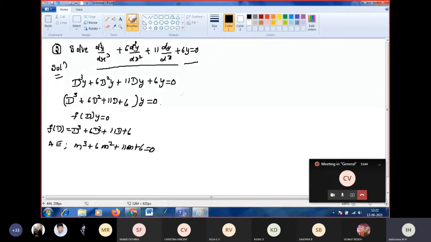Next we have to find the roots. Is it possible to factorize by taking common and all? You can check it. From first, any two you can take and any two you can group and take common. Is it possible to factorize? No, ma'am. Okay. Can we go for trial and error method?